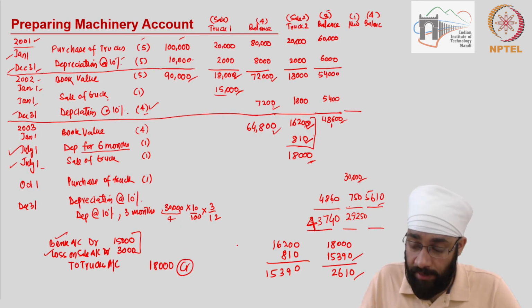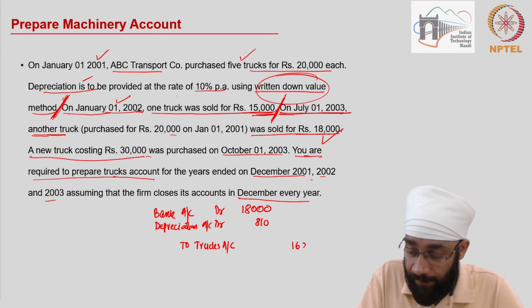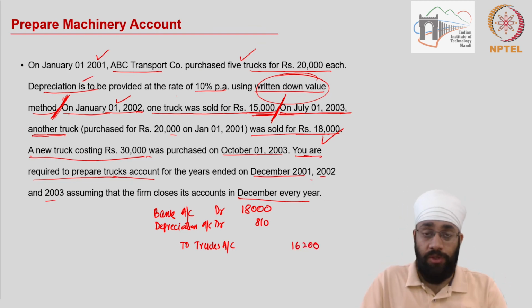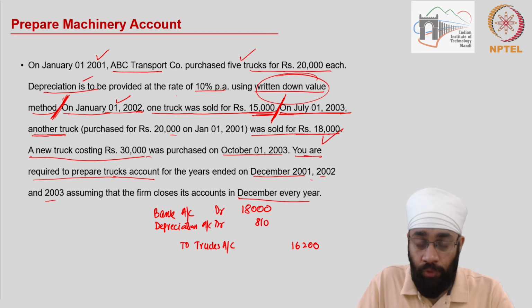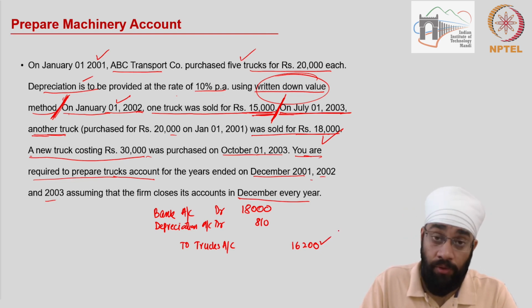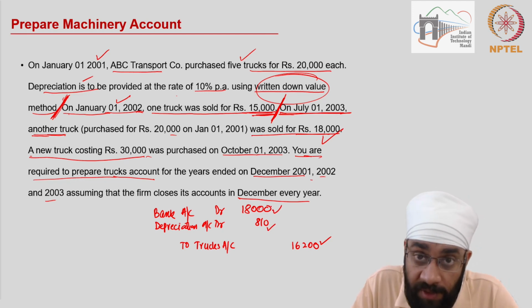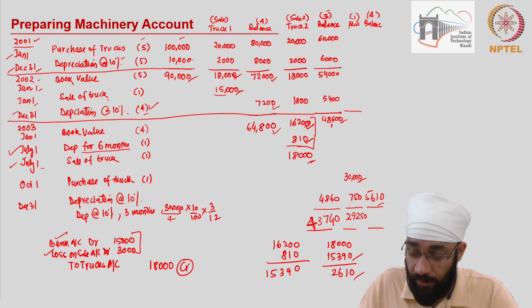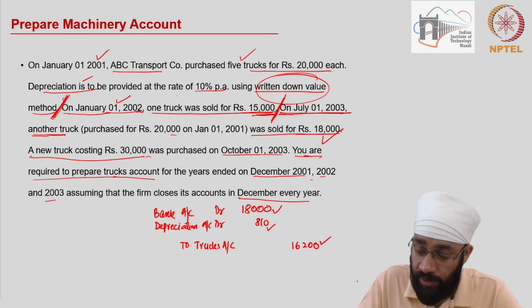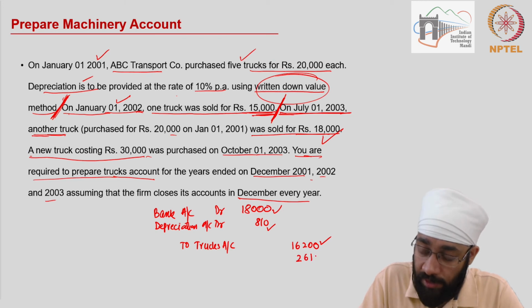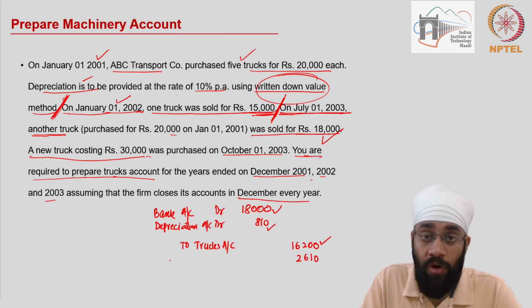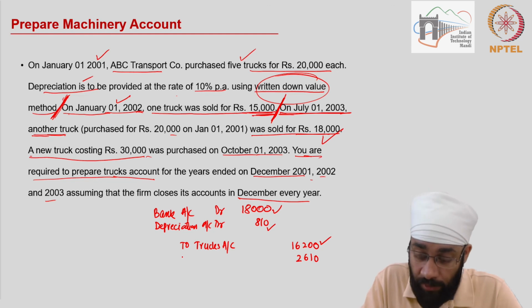the value of the truck was 16,200 here. So the value of the truck at the beginning of 2003 was 16,200. It went down by 810, and then you made 18,000 on top of it. Therefore, it leads us to a profit of 2,610. So that profit will be 2,610 written here, because all incomes and gains, all profits are going to be credited. So I'm going to write to profit on sale.